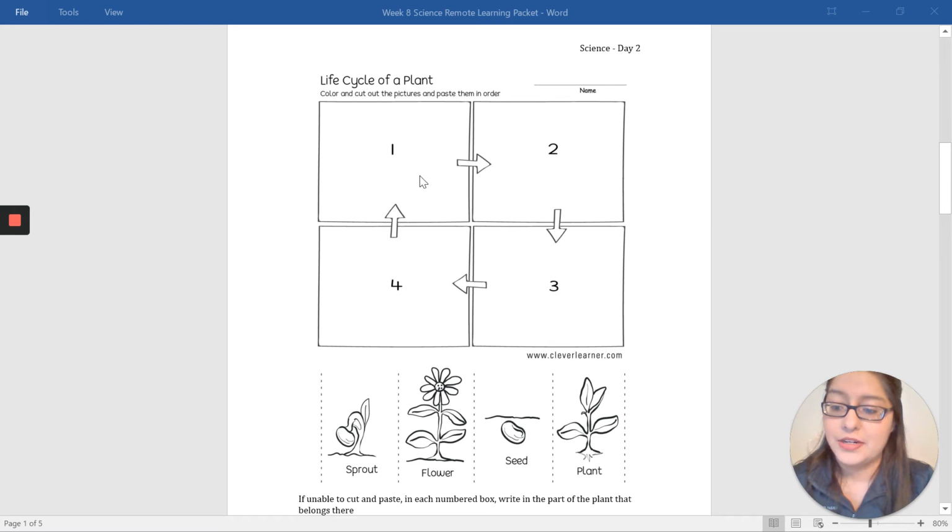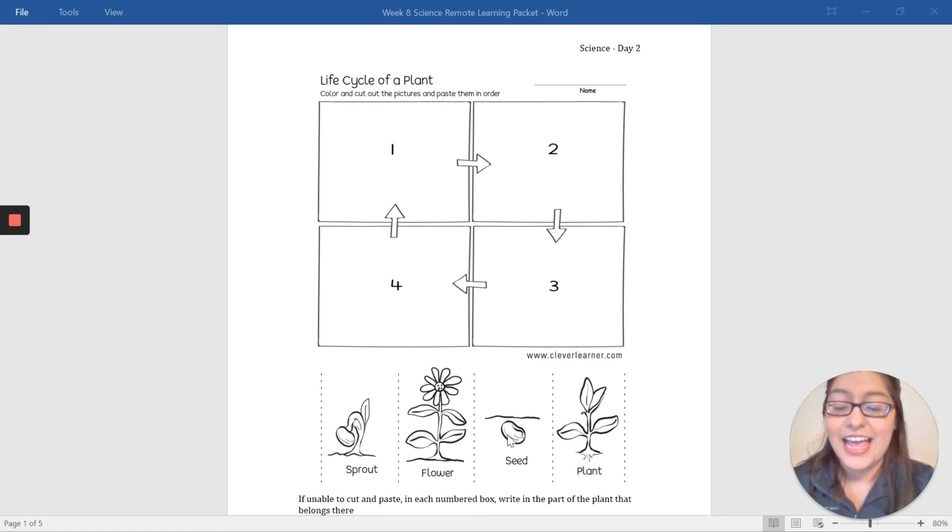In box 1 right here, I need to put what the first stage in a plant's life cycle is. Let's take a look at the bottom here. Here at the bottom, we have the 4 different stages. I want to know which one comes first. Would the part of the plant that goes in box 1 be the sprout? Would it be the flower? Would it be the seed? Or would it be the plant? If you said seed, this one right here, that's the first stage, guess what? You are right.